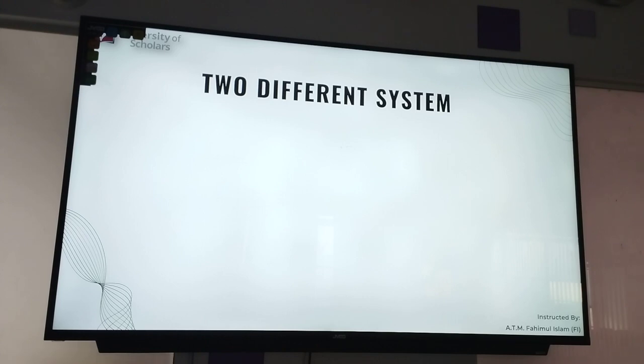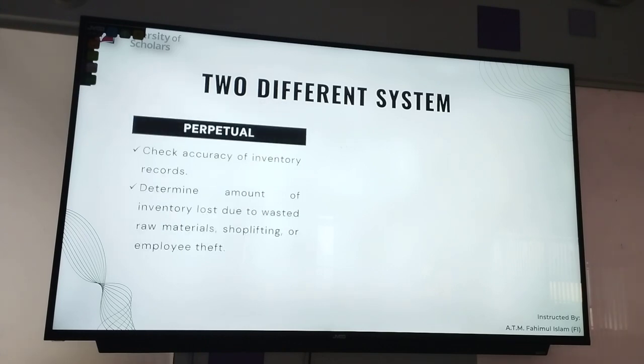So here, let's learn about the perpetual accounting system, where accuracy of inventory records is checked on a regular basis. The physical count of the inventories is calculated in the perpetual system. Determining the amounts of inventory lost due to wasted raw material, shoplifting, or employee theft is a crucial point. Why? Because we can count physically those inventories which have been lost, shoplifted, or stolen.